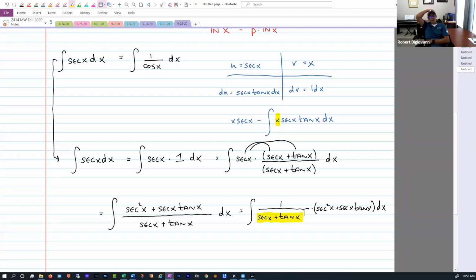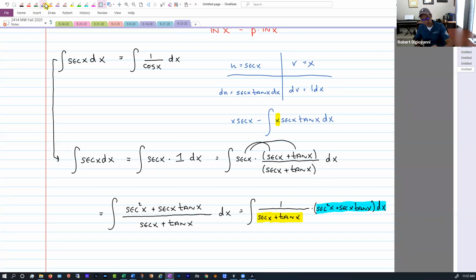What's the derivative of that? Well, you do them separately, don't you? So what's the derivative of secant x? Secant x tangent x. Derivative of tangent x, secant squared x, right? And that's exactly what you have. That right there is the derivative of the yellow. Exactly. I mean, the order's flipped, but that doesn't matter.